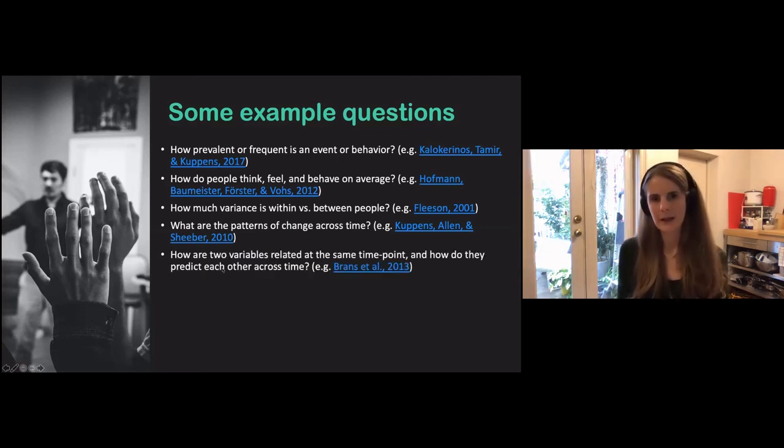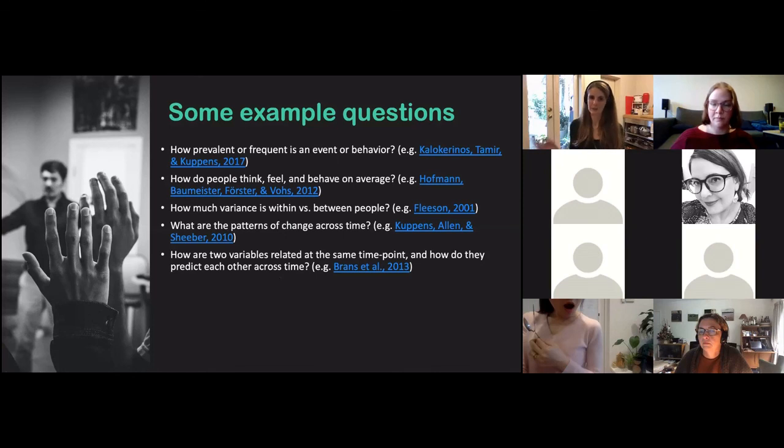This is probably the most common research question, just using ESM to establish how two variables are related, but not only at the same time point, but also looking at these cross lags, so how variables predict each other across time. So in this case, they looked at emotion and emotion regulation strategies and showed that the emotion regulation strategy you use now can influence your emotion at the next time point, controlling for emotion and emotion regulation at the previous time points.